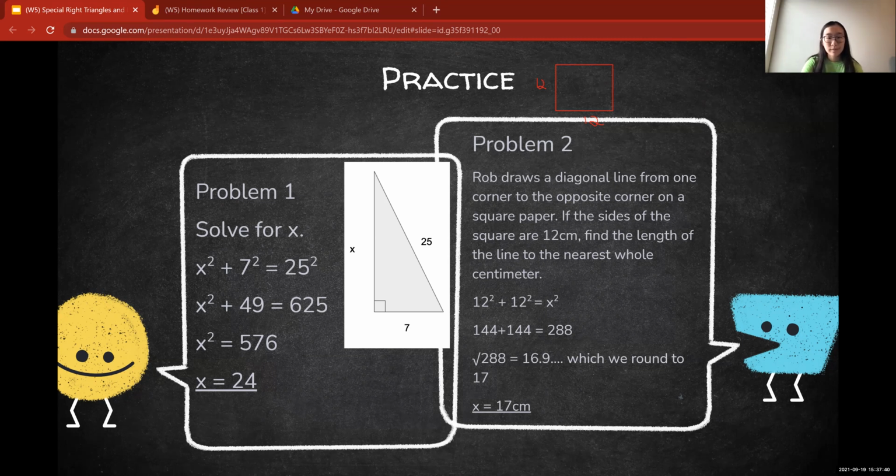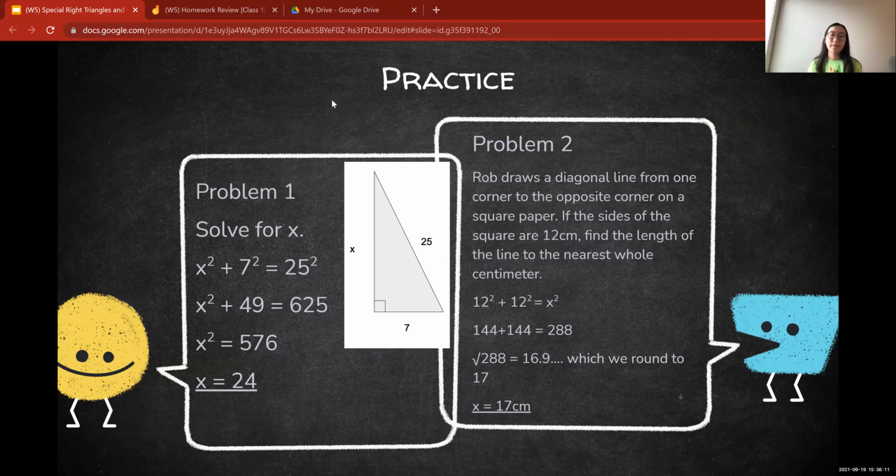All right, does anyone have any questions before we move on? I have a question. Yeah, go ahead. So is that 288 square root? The square root of 288? Yeah. Okay. And I don't understand how this works on a square.